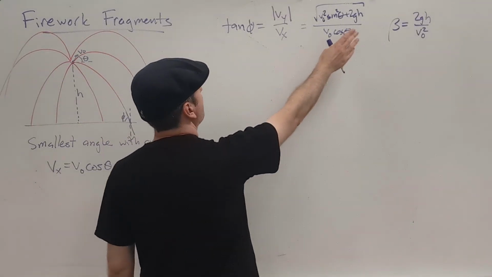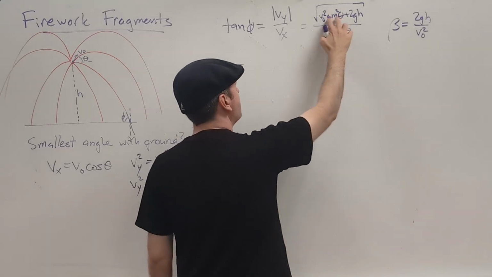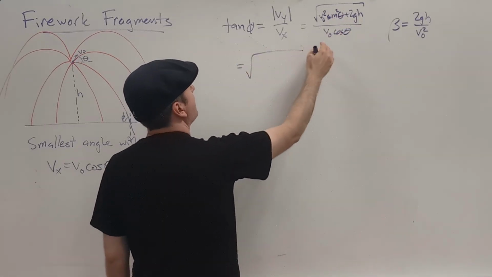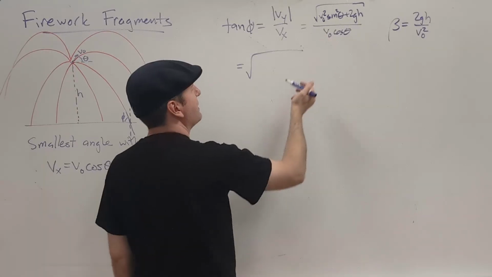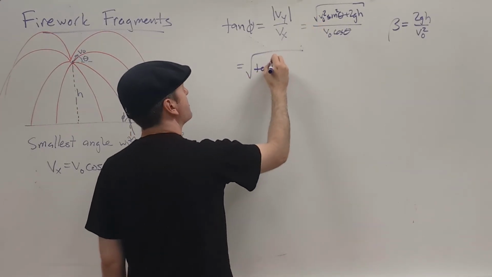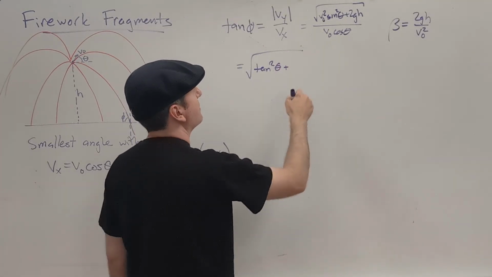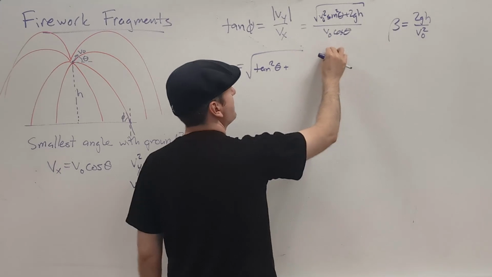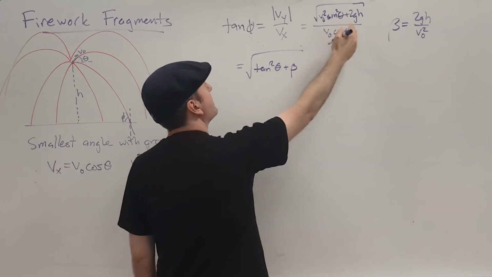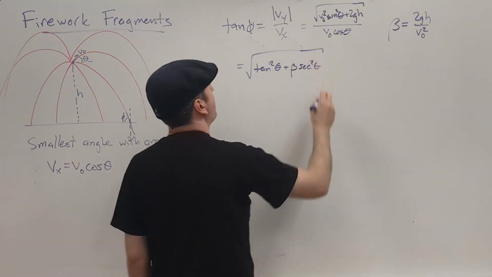And I want to simplify this if possible. I'm going to bring this denominator into both of these terms. The first term of v naught will become a v naught squared that cancels. Cosine will become a cosine squared. So I'll get a tangent squared of theta for the first term. For the second term, I'll get a 2gh over v naught squared, which is exactly beta, times 1 over cosine squared, which is secant squared.